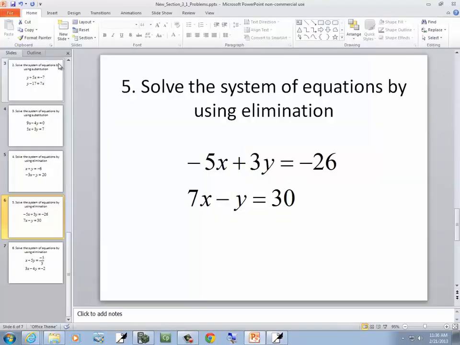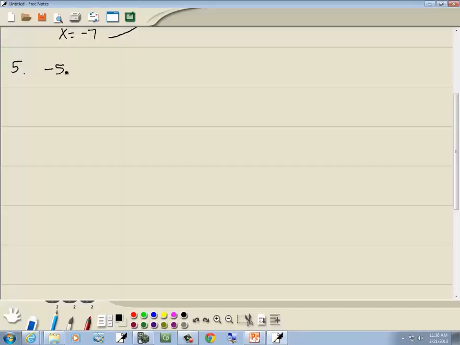Let's take a look at another one. Got -5x plus 3y. Actually, I teach, so I stand a lot of the time too, but still don't do any physical work. 7x minus y is equal to 30.